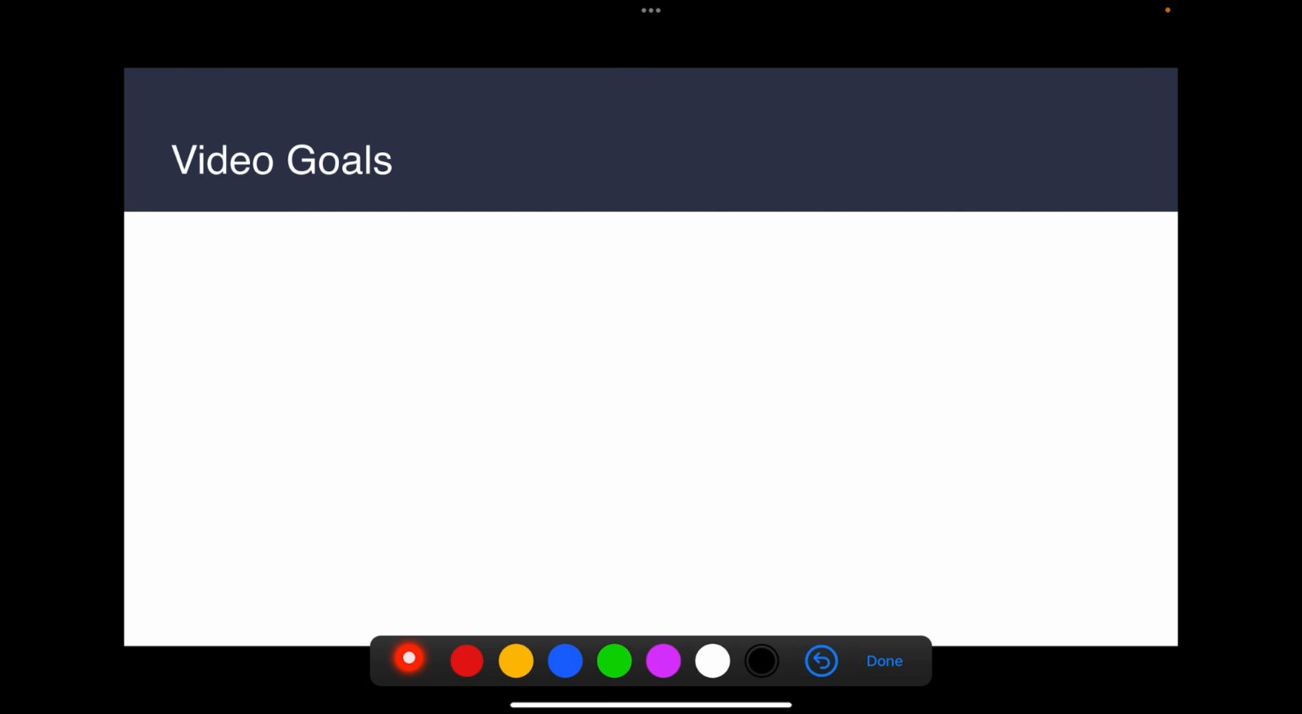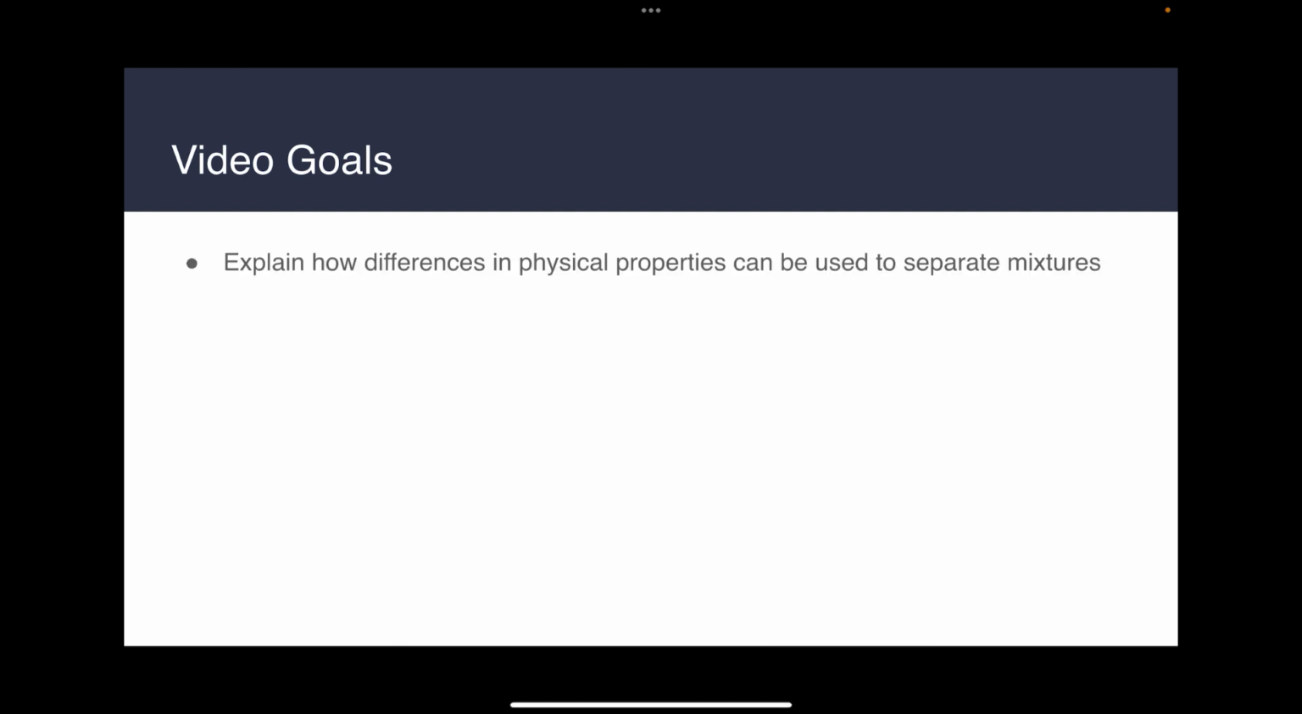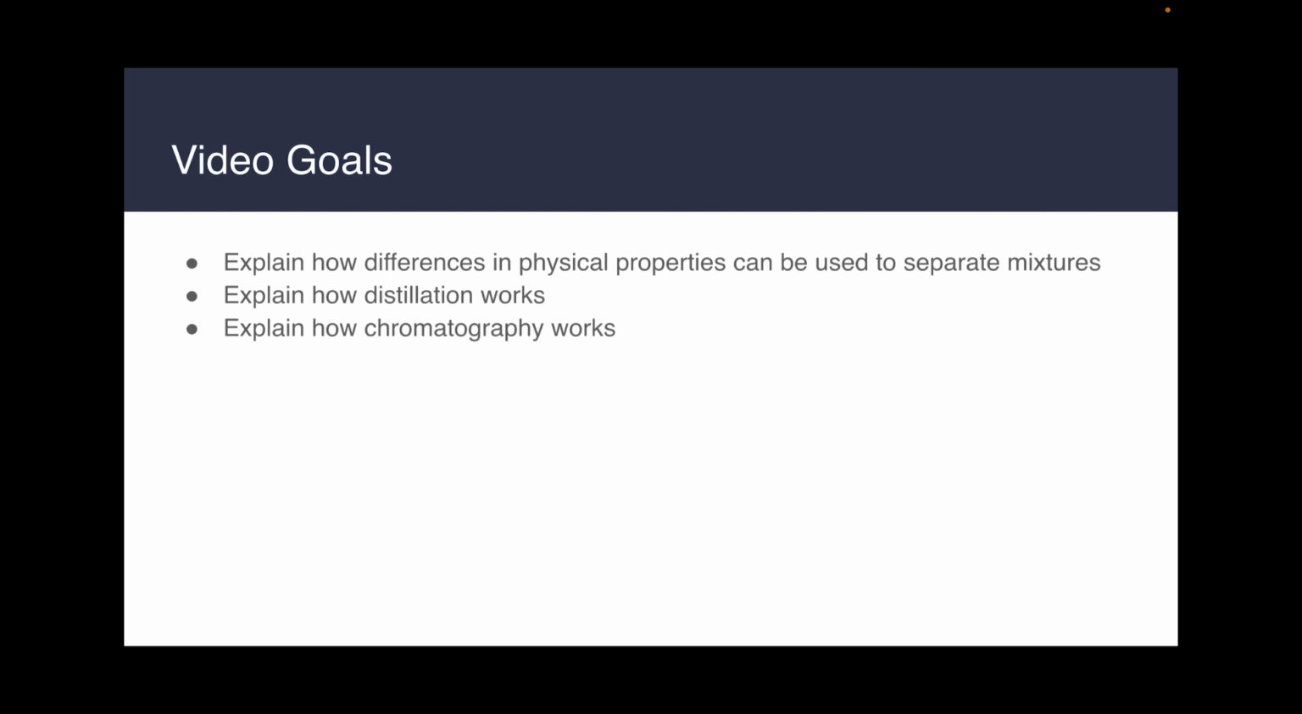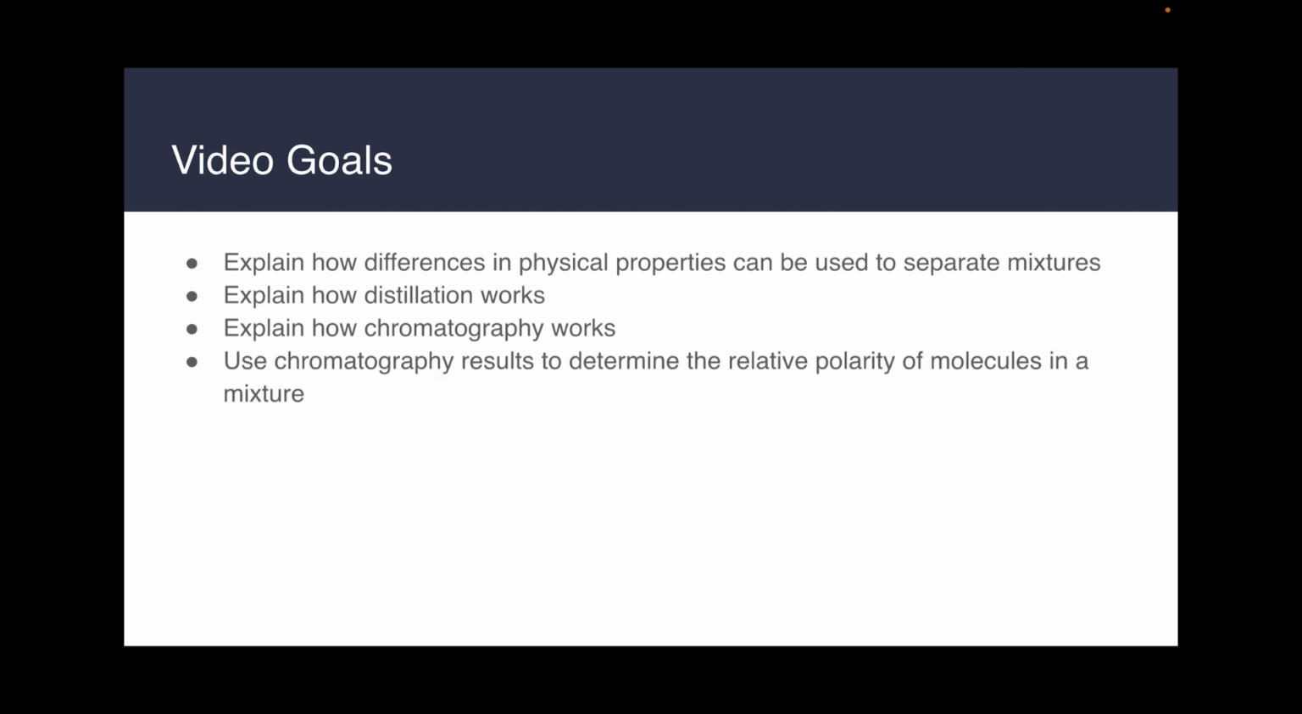That brings us to the end of this video. Let's review our goals. First, we looked at how differences in physical properties can be used to separate mixtures. Then we explained how distillation works, exploiting the differences in boiling points to separate components of a mixture. Then we looked at how chromatography works, exploiting differences in polarity to separate components of a mixture. And finally, we used chromatography results to determine the relative polarity of molecules in a mixture.